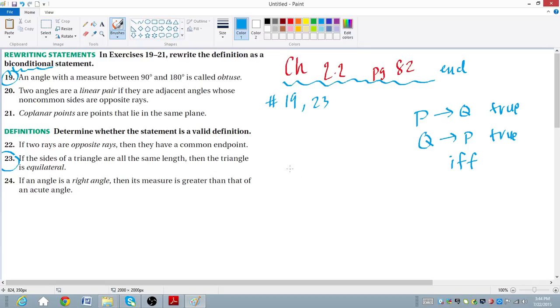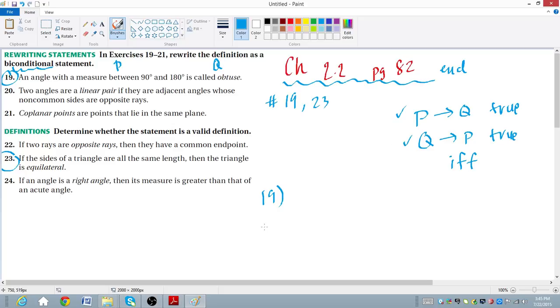So let me do number 19 here. First you need to check an angle would measure between 90. So let's call this P and this is Q. If it's an angle between 90 and 180, then it's obtuse. Well, that's true, so we check that. P implies Q. Now let's check Q implies P. If it's an obtuse angle, then the measure lies between 90 and 180 degrees. So that's true too, so that checks.